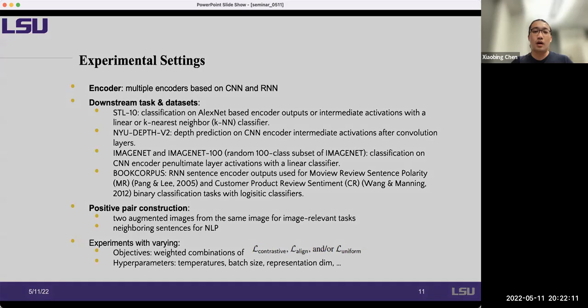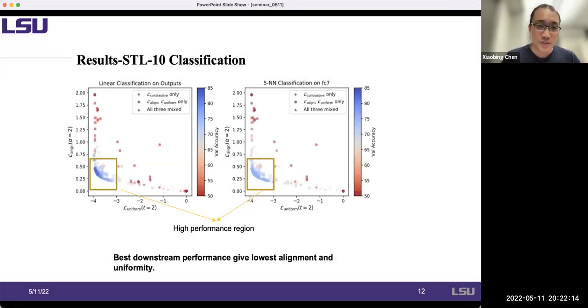And here are some results. The STL10, that's an image classification task. And here, each dot has three-dimensional information. The x-axis is the uniformity metric. The y-axis is the alignment metric, and the color denotes the accuracy for this classification task. And so we can see in this yellow rectangle, that's the high performance region. They give us the best validation accuracy.